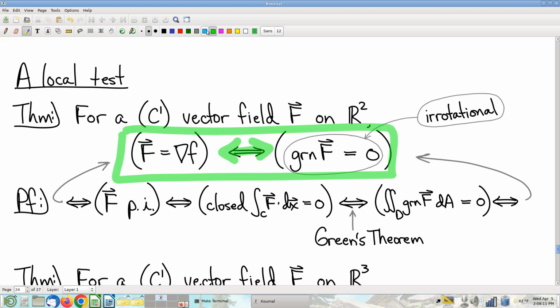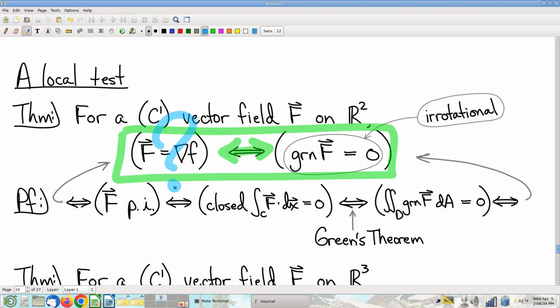And so what that tells me, if I want to know if a vector field is a gradient, which of course I do want to know, very often I want to know, can I use path independence? Should I be hunting for an anti-gradient? Can I use the fundamental theorem of line integrals? These are all really important questions to know the answer to.